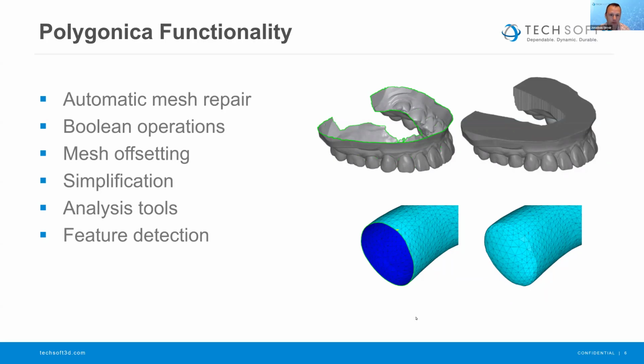They have a number of analysis tools. Wall thickness is a good example of a new tool they've added. Is this wall too thin to manufacture using an additive process? And then feature detection. Given a mesh, where are my planes? Where are my cylinders? What type of information can we get out of my mesh?